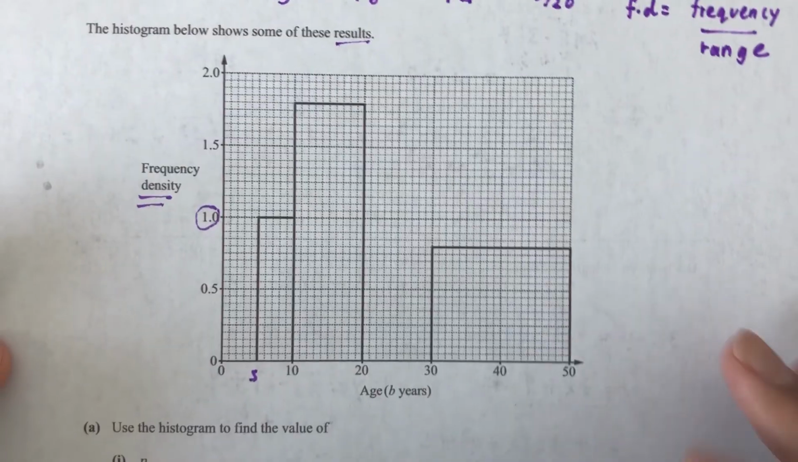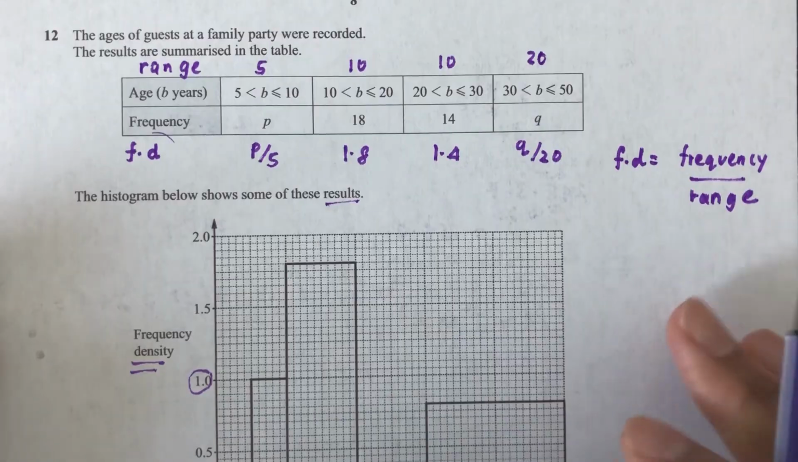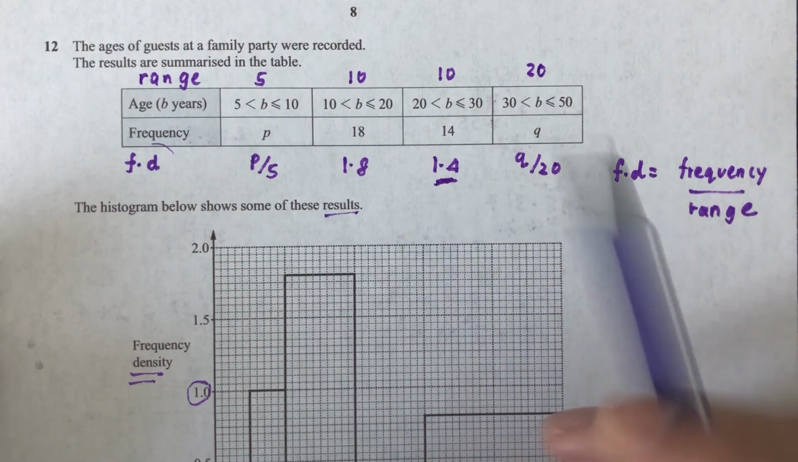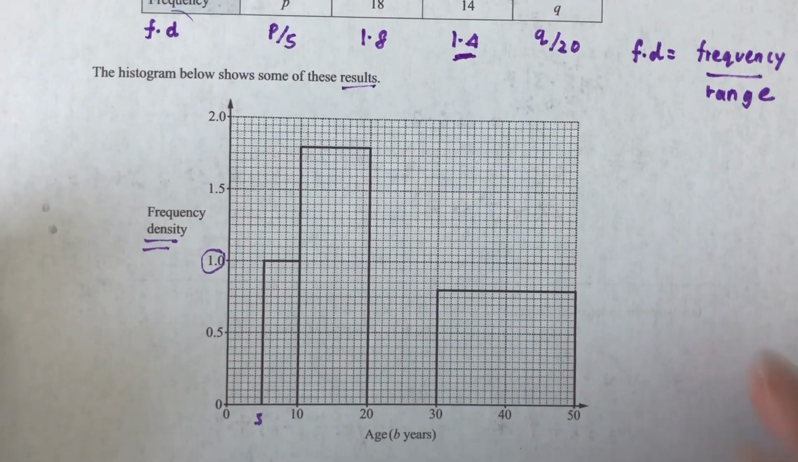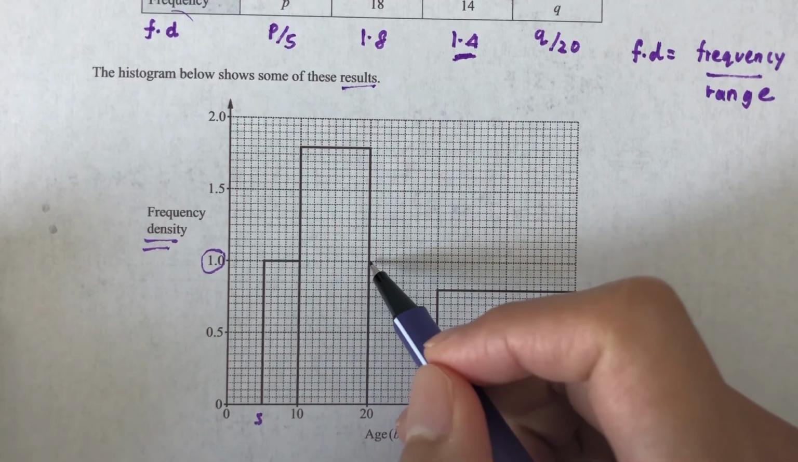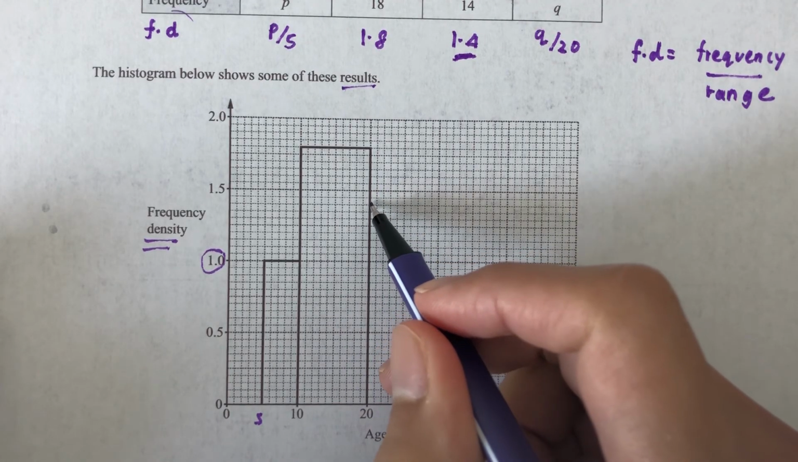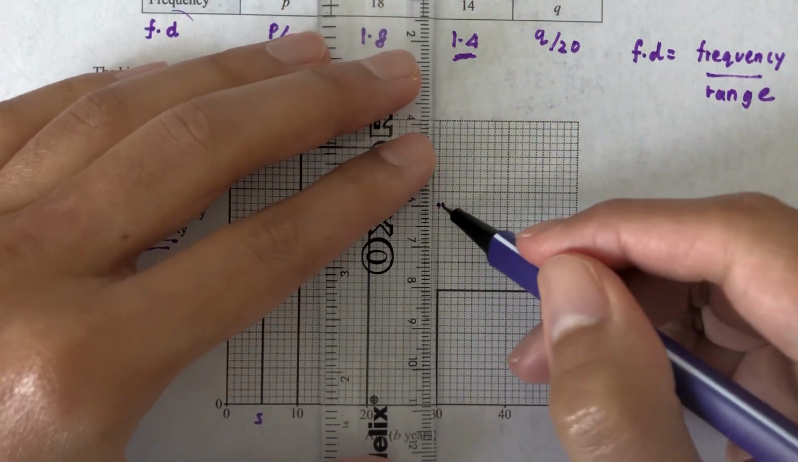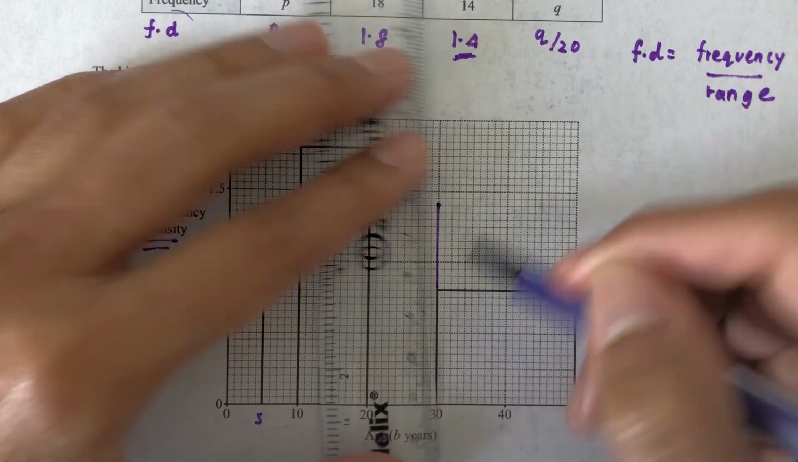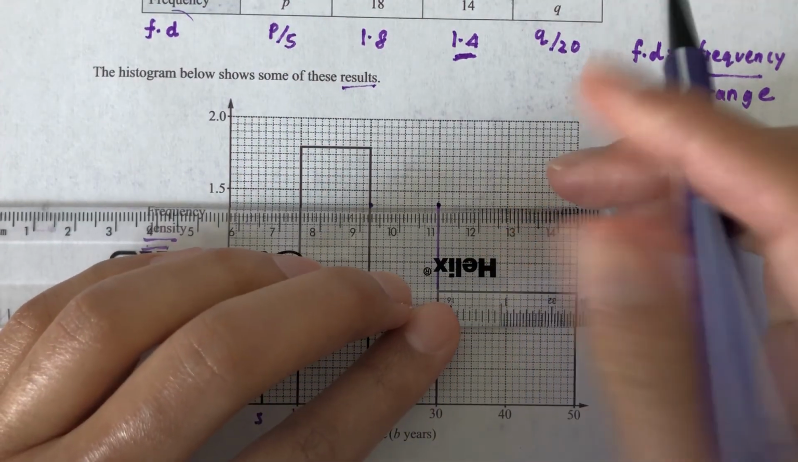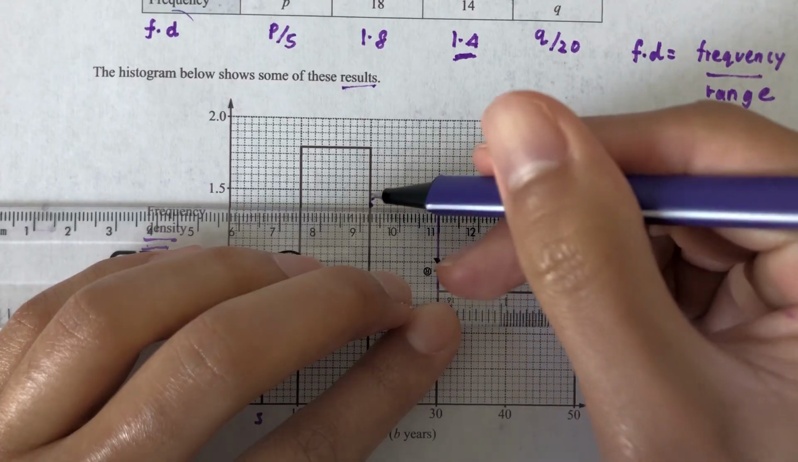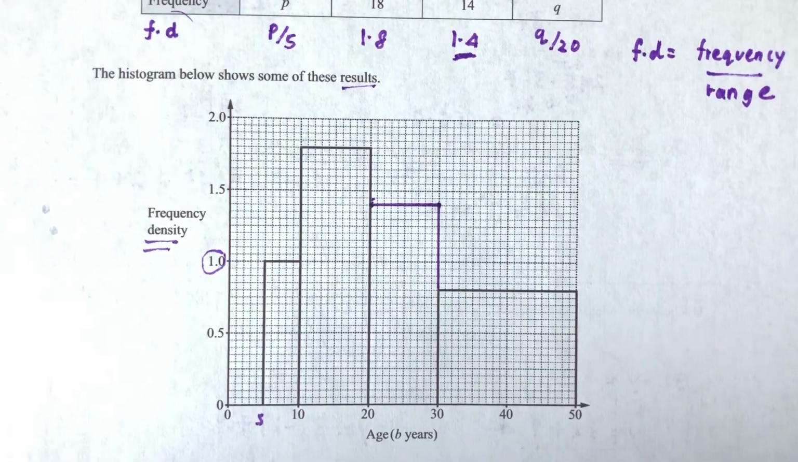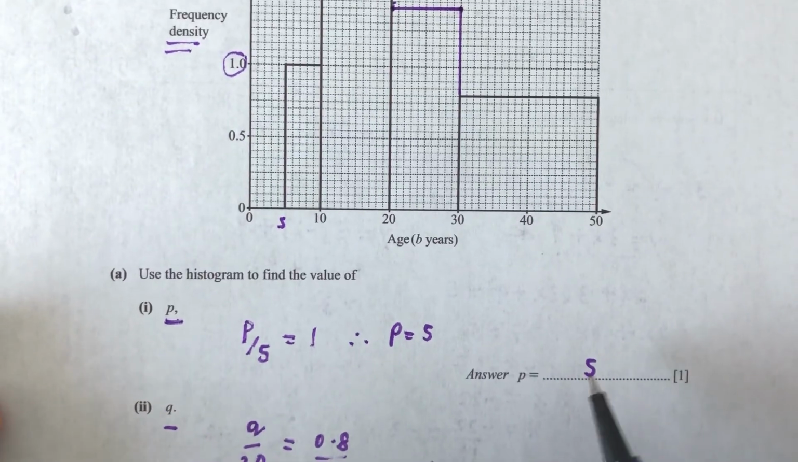So one part is missing, 20 to 30. So we go to the table. 20 to 30 has frequency density 1.4. So 1.4 is here. Just have to join the lines to complete the histogram for the information. That's it. Here we have the histogram and the value of P and Q.